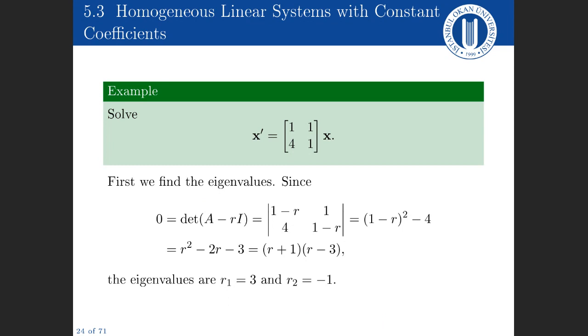That's 1 minus r, 1, 4, 1 minus r. Calculate this determinant, r squared minus 2r minus 3. Multiply this out and then factorize, we get r plus 1 multiplied by r minus 3. So the eigenvalues of this matrix are 3 and minus 1.